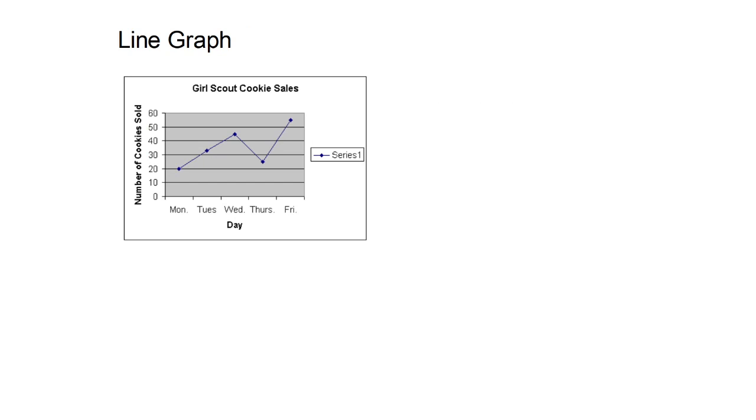In this line graph here, we're looking at how the cookie sales of a Girl Scout sales person are going throughout the week and how it's changing. The strength here is that it shows how values change over time or some other similar variable. Maybe it's not time, maybe it's distance or something like that.